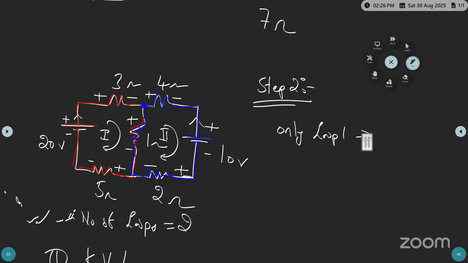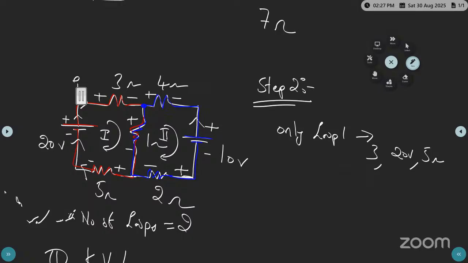Elements are 3, 20 voltage source and 5. So in only loop 1, the individual current will flow. Loop 1 means I1. So I1 current will flow in a clockwise direction. Okay, we assume clockwise direction. So write down anywhere clockwise direction. Don't write here clockwise direction. Here or here I1 current is flowing. Why? Because it is loop 1.